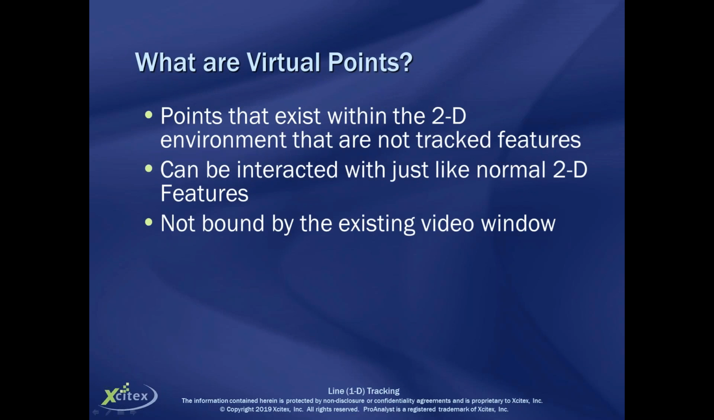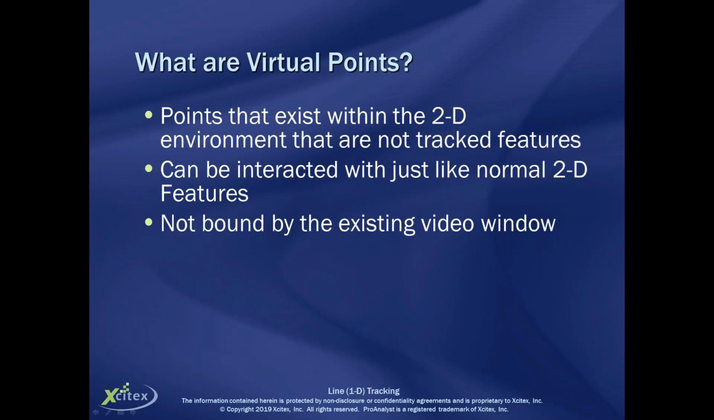So the general idea behind virtual points is that they are points that exist within the 2D environment that are not tracked features. So these are points that we're bringing into our 2D feature tracking, which is the most common toolkit of ProAnalyst itself, but they are points that have been brought in outside of the features themselves. These virtual points can be interacted with and they act just like normal 2D features. And so because of that, we can use many of the same calculations that we would use for a normal tracked feature on these virtual points.